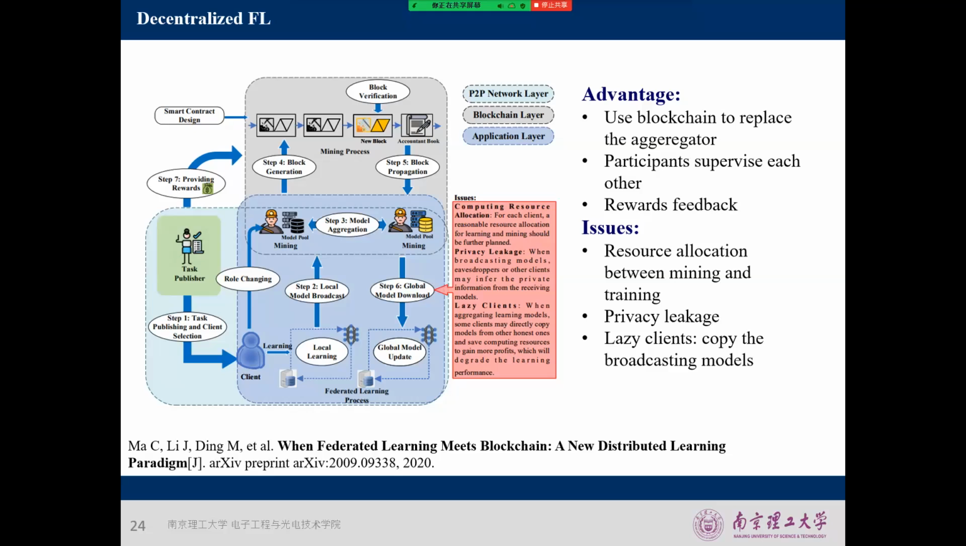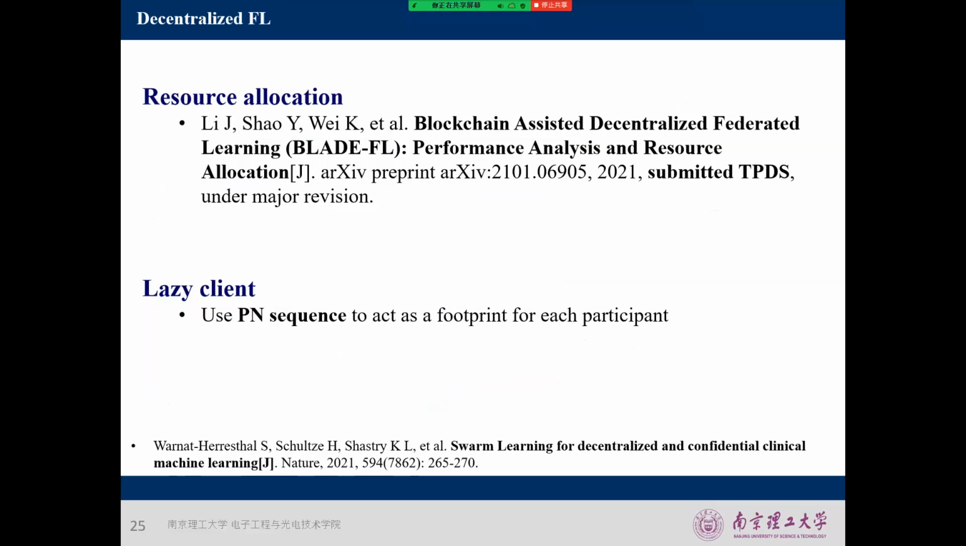So according to these two issues, we made two other papers. The first one is in the TPDS about resource allocation for blockchain-assisted decentralized federated learning. And the second one, we want to use PN sequences, used in wireless communications, to act as a footprint for each participant. And this work is ongoing, and we will try to finish it this year.